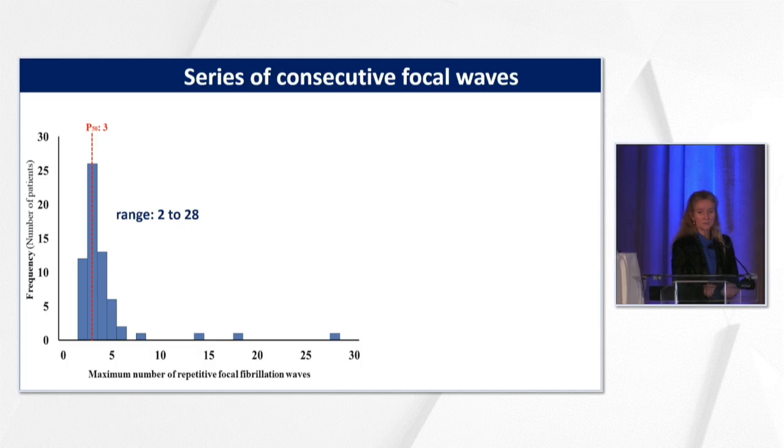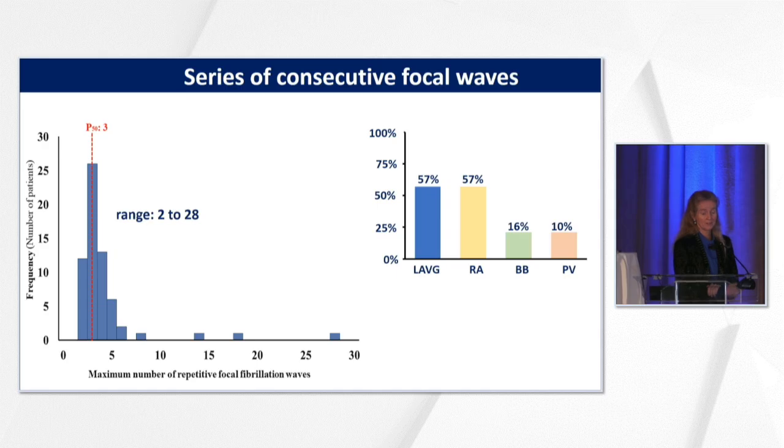And then we decided to determine how often they occur consecutively, because that might be indicative of a driver. And we found here that the range of series of consecutive fibrillation waves ranged between 2 and 28. I'm sorry, 28, not percent, but the number. And here you see where they were located, and they turned out again to be mainly predominant in the right atrium. Also, there was no difference in the atrial fibrillation cycle length of these consecutive focal fibrillation waves. And for some reason, we found more short double potentials, but I don't know how to put that yet.